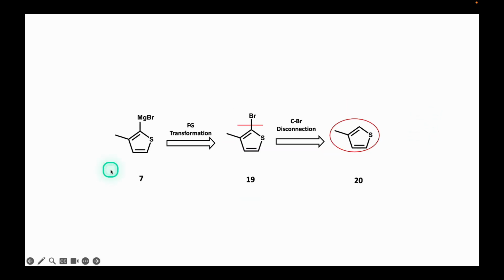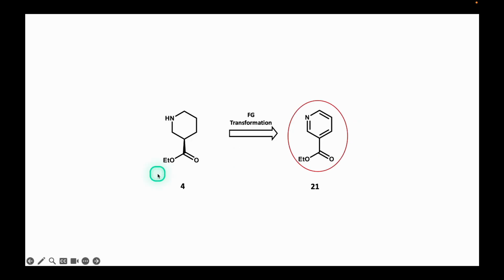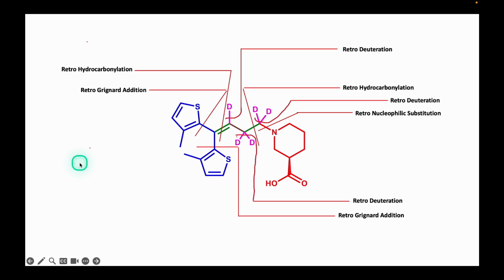Grignard reagent 7 can be obtained from brominated thiophene 19, which, in turn, through a bromination reaction, ultimately generates 3-methylthiophene as a raw material. Finally, ester 4 can be obtained through the reduction of ethyl nicotinate 21 as a raw material. In summary, here are the main disconnections. In the next video, the resulting synthesis will be presented.